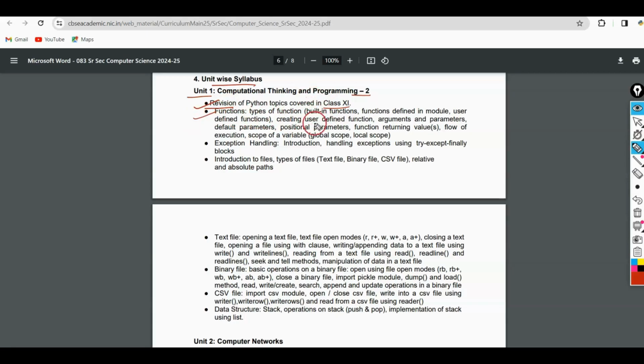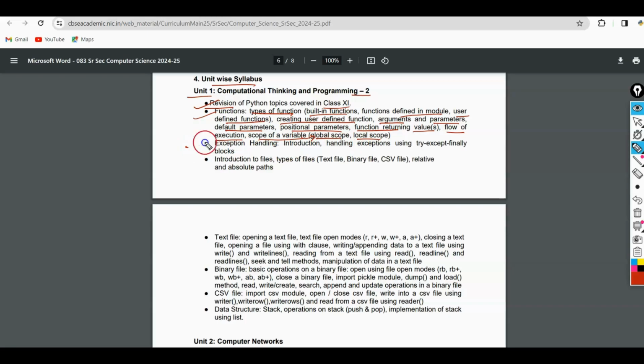Under functions you are reading the types of functions such as built-in functions, functions defined inside modules, and user-defined functions, how to create your user-defined functions, arguments and parameters, default parameters, positional parameters, functions returning values, flow of execution and scope of a variable. Under the scope of a variable you will have global scope and local scope.